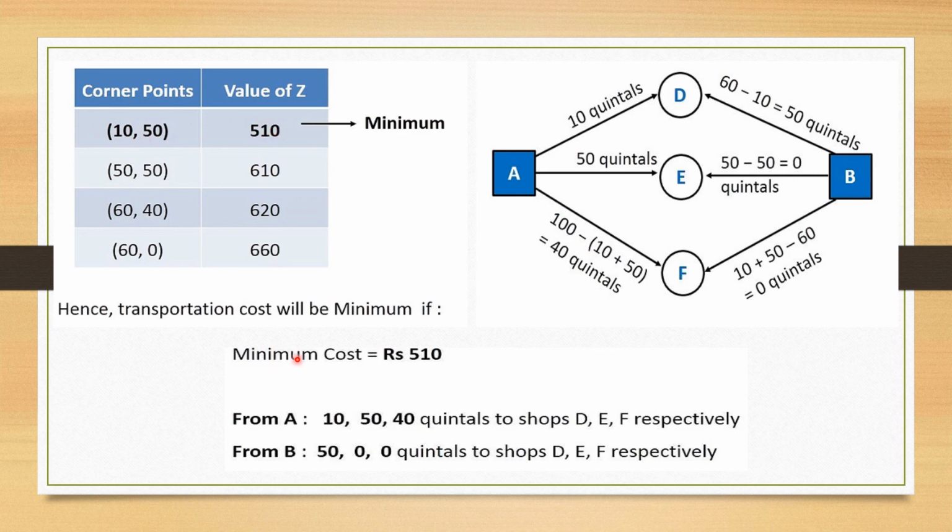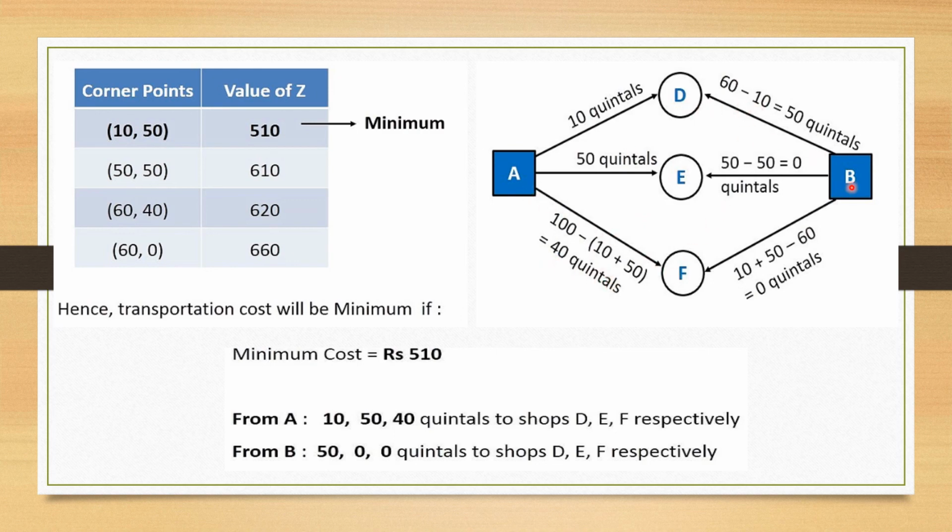Okay. Now let us see. While answering, you have to calculate whatever was transported from every godown to every ration shop. So the minimum cost is 510, and from A to D was x. So x is 10, so 10 quintals was supplied. y is 50, so 50 quintals was supplied. And from A to F was 100 minus (x plus y). Remember. So 50 plus 10, that is 60. 100 minus 60 is 40 quintals supplied from A to F.